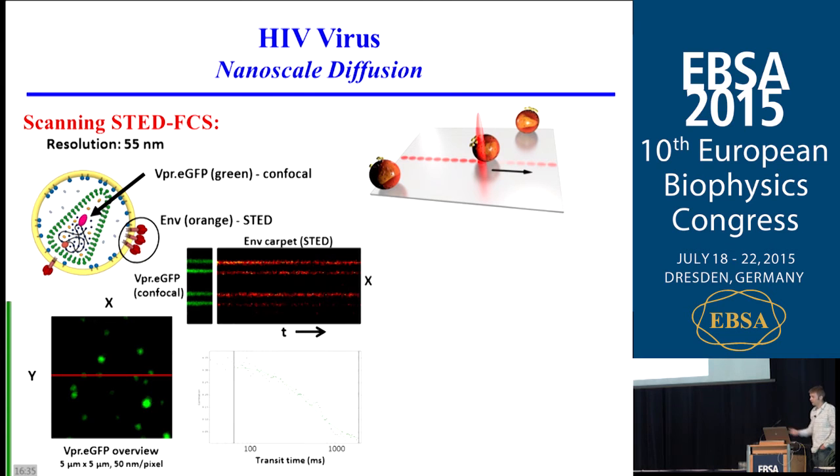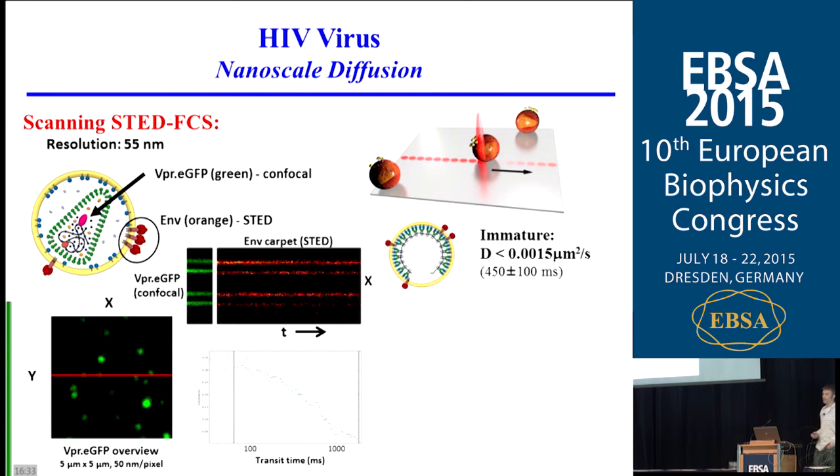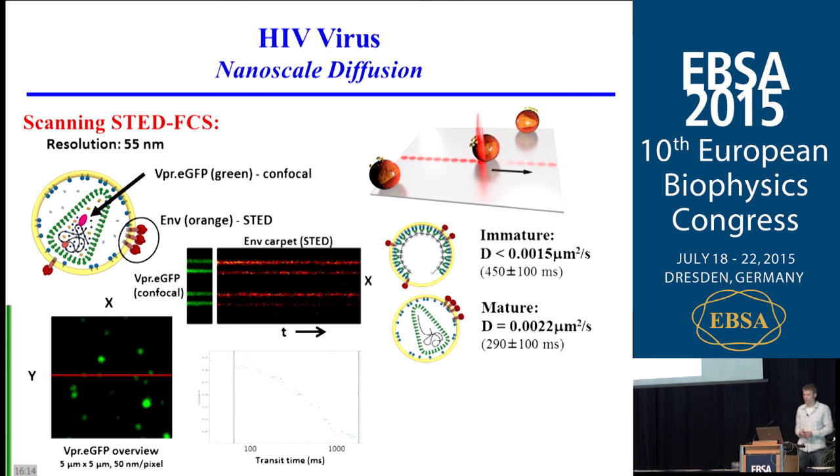That's what we did. We fitted with a very basic model, and what we find, determining the diffusion coefficient, is that for the immature virus we have a diffusion coefficient smaller than 0.0015 micrometers squared per second. I say smaller because a lot of photobleaching is involved here as well, so we don't really know. Maybe it's very immobile. But for the mature one, we get very nice FCS data, and we clearly can see it's roughly 0.002 micrometers squared per second, so faster.